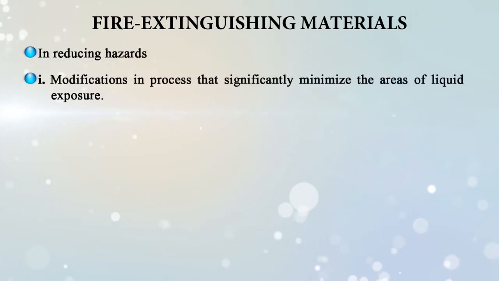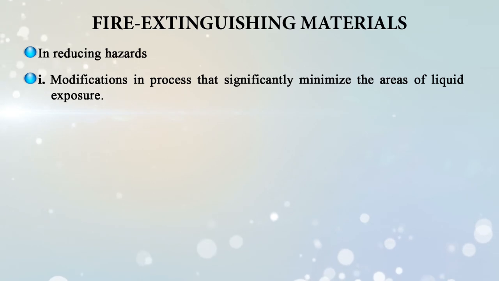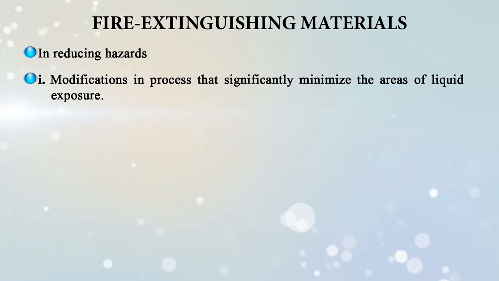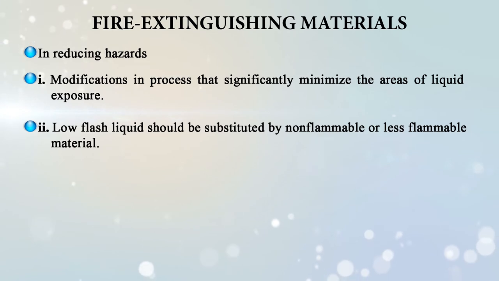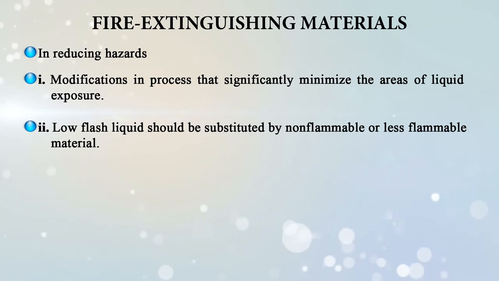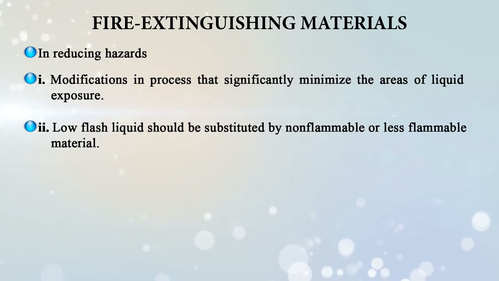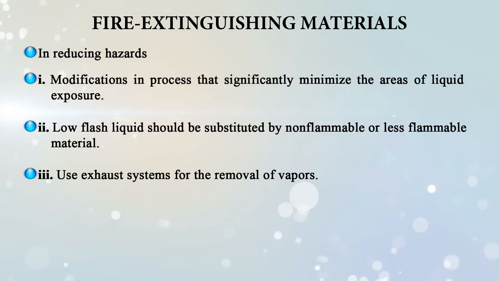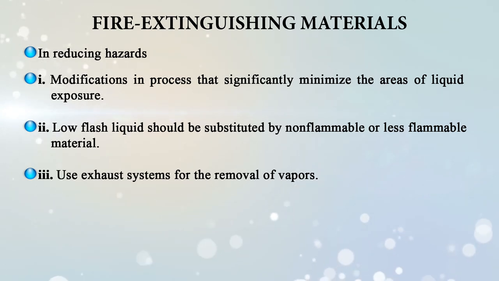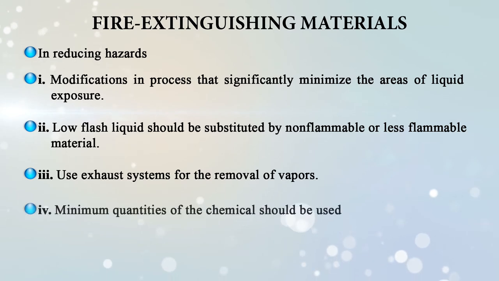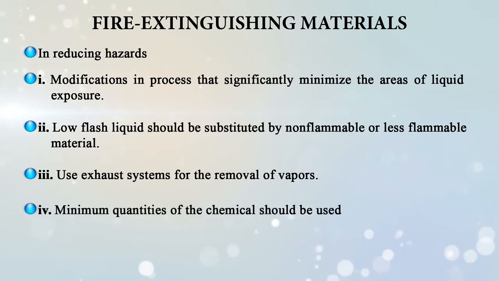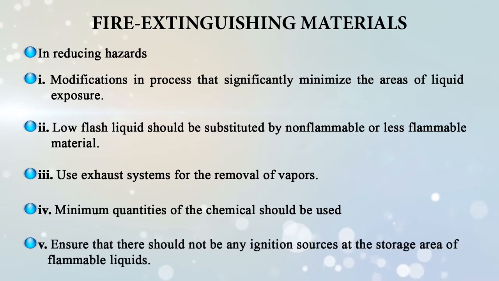To reduce the hazards, the first thing is to modify the process, that is, significantly minimize the areas of liquid explosion. The second point we have to remember is that low flash liquids should be substituted by non-flammable or less flammable material. And also use exhaust systems for the removal of residual vapors. The next one is that minimum quantities of the chemicals should be used. And also ensure that there are no ignition sources at the storage area of flammable liquids.